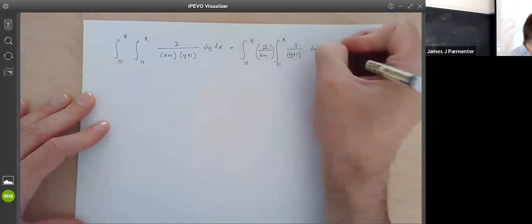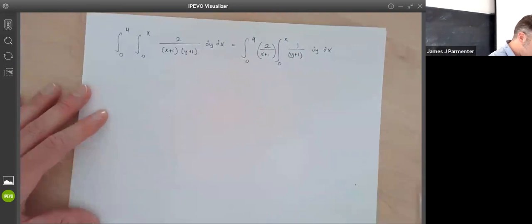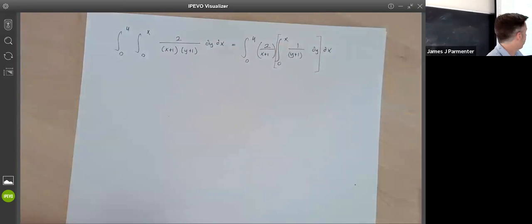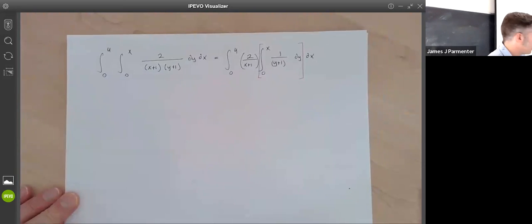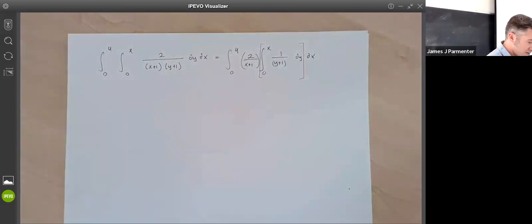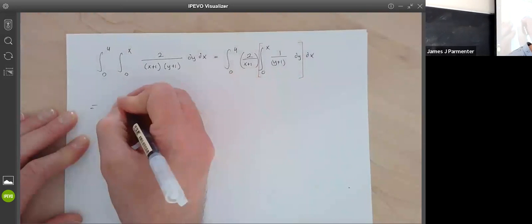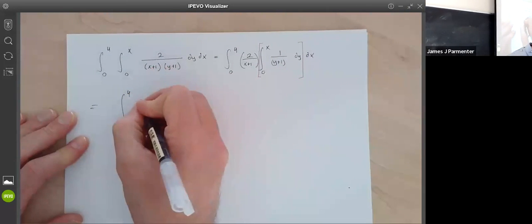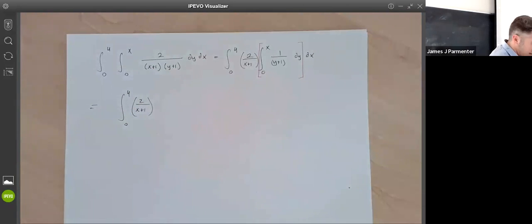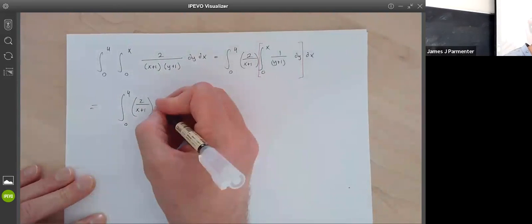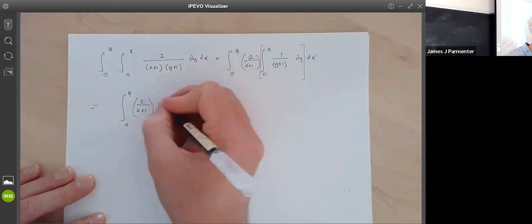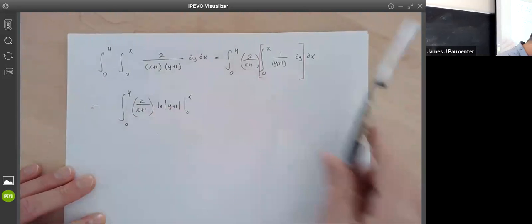This is a perfectly valid thing to do. As far as this inner integral is concerned, the 2 over x plus 1 is a constant, and constants get to come out of integrals. Then we can anti-differentiate this using our usual rules. My outside part is still the same, that 2 over x plus 1 is just hanging out. You could even put the 2 on the outside of this, that would be perfectly fine as well. The integral of 1 over y plus 1 is the natural log of the absolute value of y plus 1, from 0 to x.